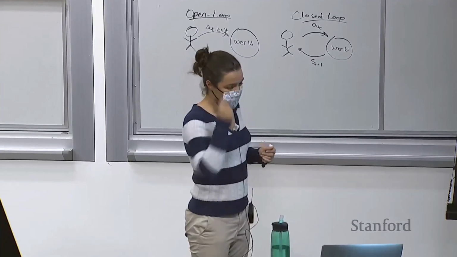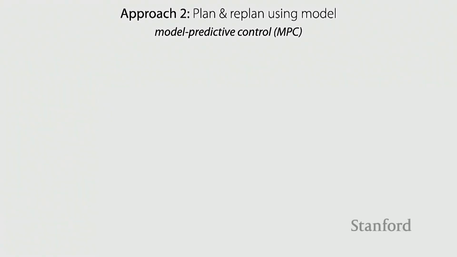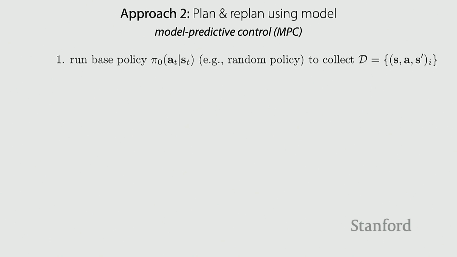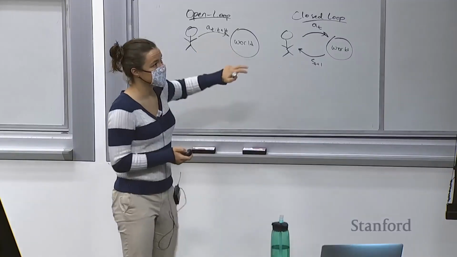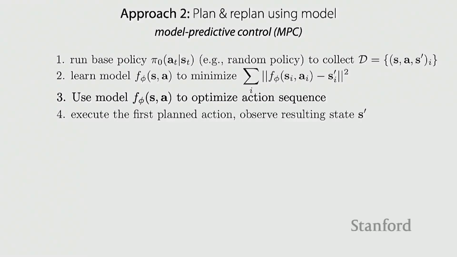In terms of how this works, this is essentially what's referred to as model predictive control, or MPC, which is maybe a bit of a fancy name. But essentially what it is: you run some initial policy, you learn a model from that policy, you use that model to optimize for your sequence of actions. Then instead of executing all of the actions, you execute only the first planned action and observe the resulting state. And then you go back to optimizing your action sequence from there.